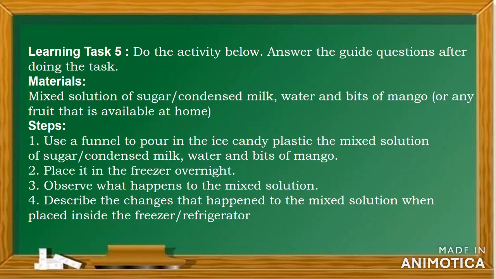Learning Task 5. Do the activity below. Answer the guide questions after doing the task. Materials: mixed solution of sugar or condensed milk, water, bits of mango, or any fruit that is available at home. Number 1, steps. Use a funnel to pour in the ice candy plastics the mixed solution of sugar or condensed milk, water, and bits of mango.